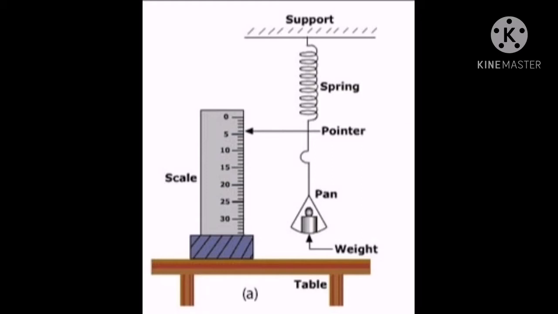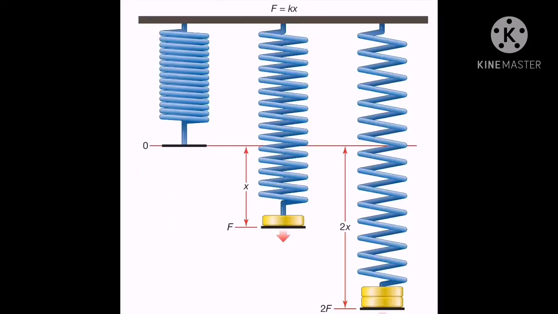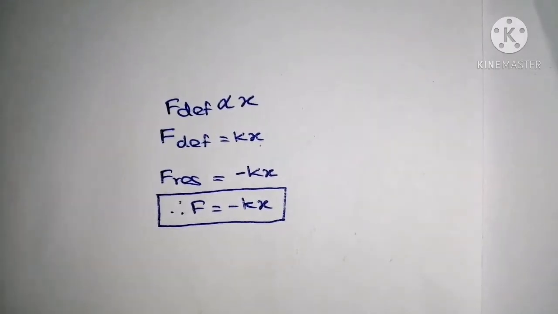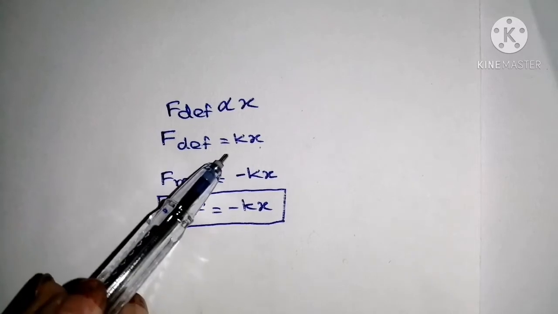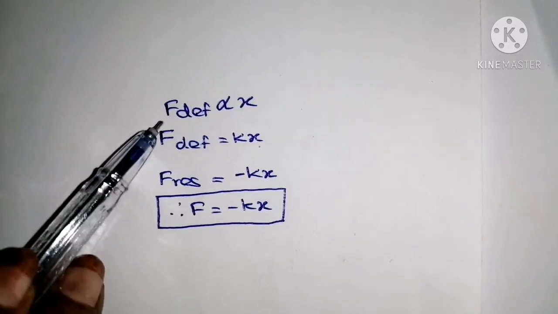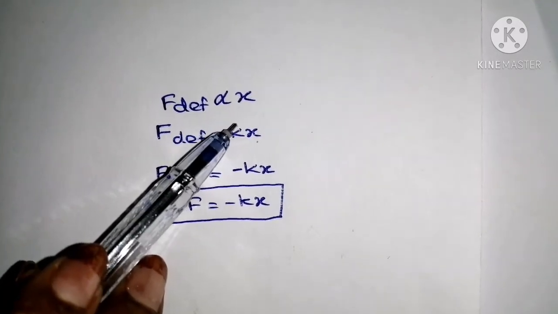It states that for elastic deformation in a spring, the deforming force is proportional to the change in length. Consider a spring of length L, whose one end is fixed and a stretching force F is applied to its free end, and the extension is denoted as x. Hooke's law states that the force F is proportional to x. According to the rule of mathematics, when one quantity is proportional to another, we can equate both by including a constant.